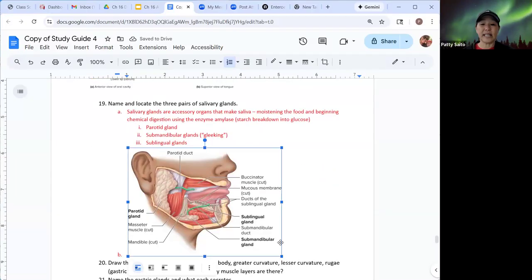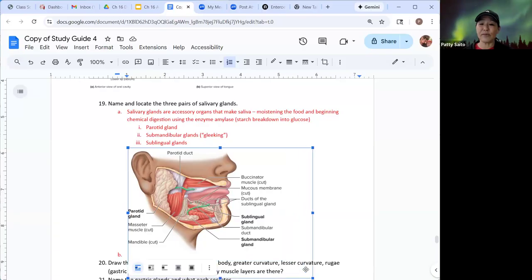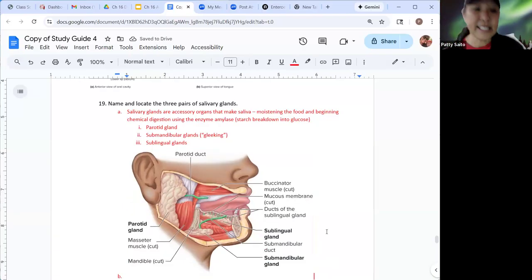Where would you find the submandibular gland? Again, don't memorize if you don't need to. Understand it. Sub is under, mandible is the mandible, right? So here's the mandible. Oh, sorry, no, that's not the mandible. Here's the mandible here. So underneath the mandible are the submandibular salivary glands. Right here. These are the gleeking glands. They shoot a stream of saliva.